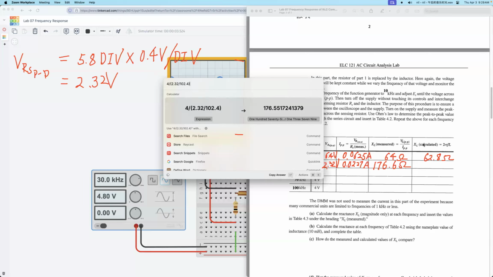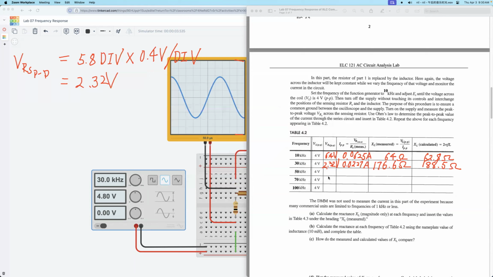Then from the calculation, we use the 2 pi f. 2 times pi times f, 30 kilo, then times 1 millihenry. So 188.50. So still close, right? So very close. Okay, so you just keep going like this.